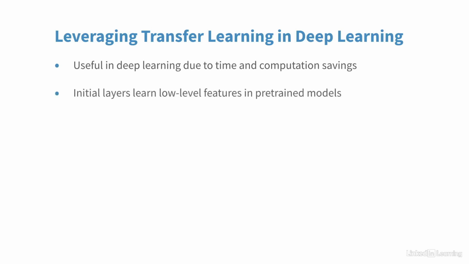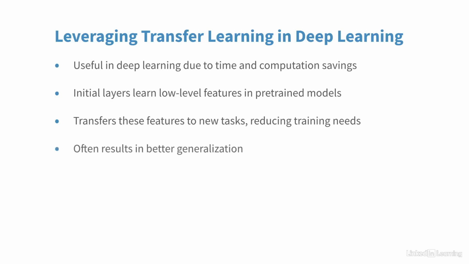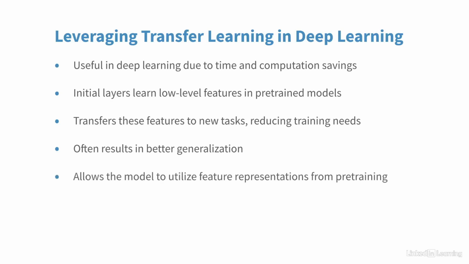The initial layers of a pre-trained model are trained to recognize low-level features like edges and textures, which are then transferred to the new task. This reduces the amount of training required on large amounts of labeled data. Transfer learning often leads to better generalization because the model has already learned useful feature representations from the pre-training task.